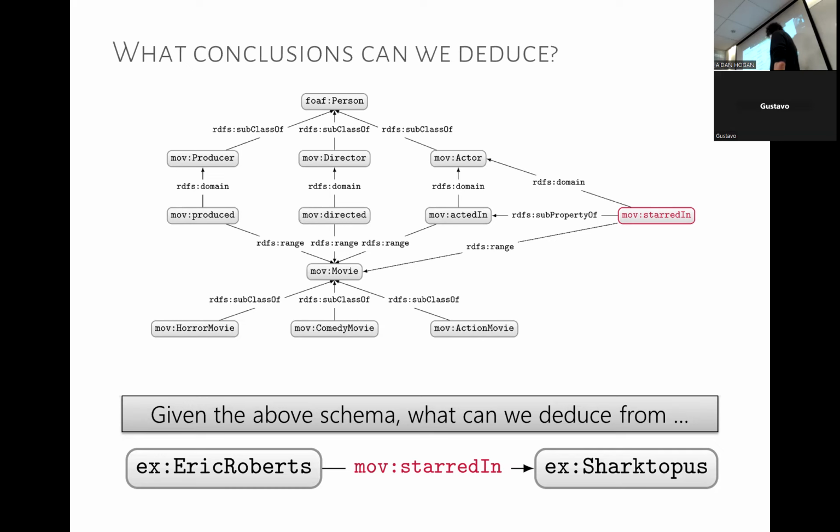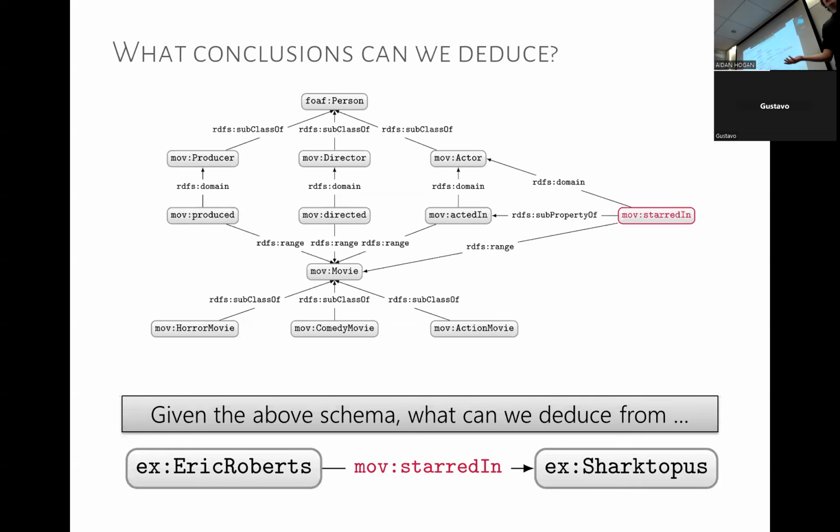So we're given this schema, these definitions here of subclasses, subproperties, domains, ranges. We're given this triple here. So the first thing, maybe it's a little bit difficult to read, so we'll go through it. This says starred in, subproperty of acted in. Could we apply this axiom to this triple here? Yeah. So we could say, for example, Eric Roberts acted in Sharktopus. If he starred in Sharktopus, then he must have acted in Sharktopus.